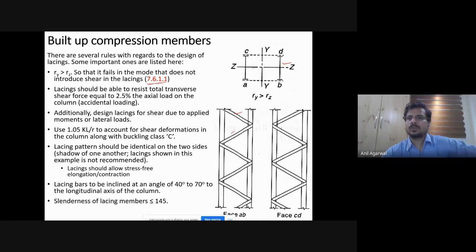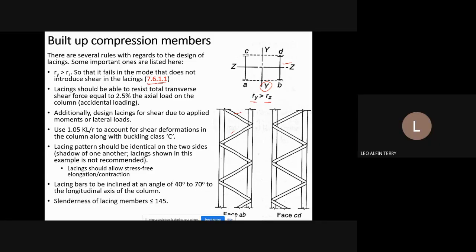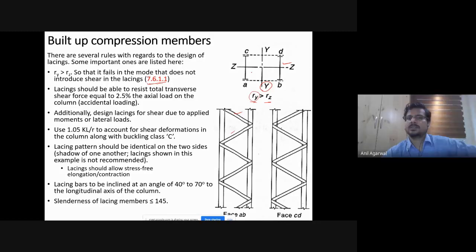Now the way we should put them together is we have to be careful that our Ry is this one, is greater than Rz. What it means is that if I apply any axial load on this column, it has to buckle. About which axis would it buckle, if Ry is greater than Rz? Ry is greater, so it will buckle about the Z axis.